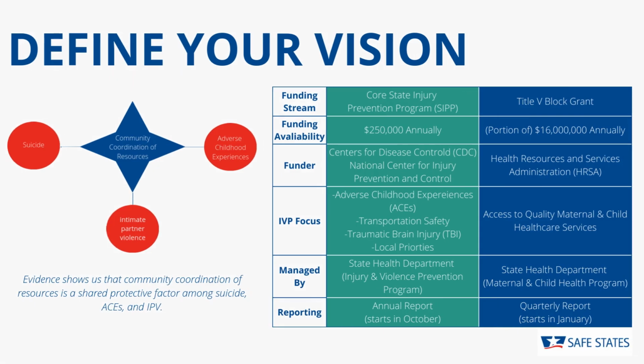This slide presents an example of a vision for funding a prevention strategy focused on building community coordination of resources. Outlined are the two funding streams being blended together, who the funding is available through, how the funding will be managed, how it will be reported, and its role in the IVP strategy.